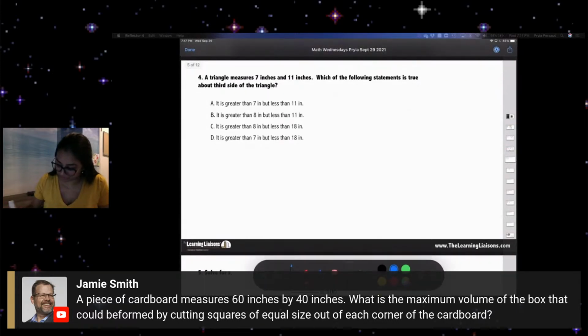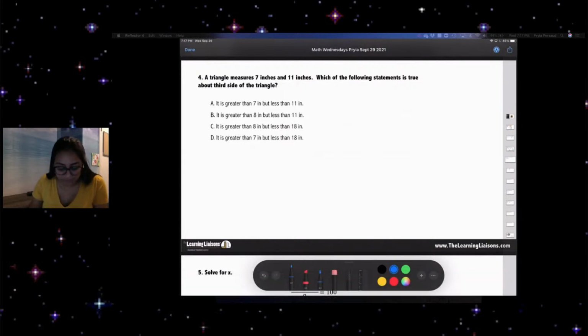Number 4. Let's read it. It looks small. It doesn't look too bad. Looks like a problem that will be pretty easy to solve. So let's go. It says a triangle measures 7 inches and 11 inches. Okay, that's some good information. Let's just highlight that. Now they're asking the question, which of the following statements is true about the third side of the triangle? I don't know. Does anybody have a clue?